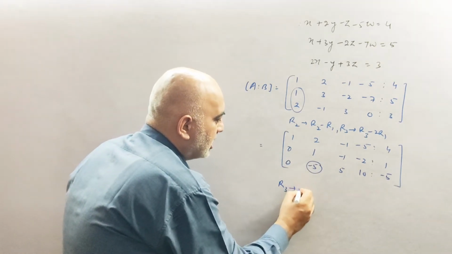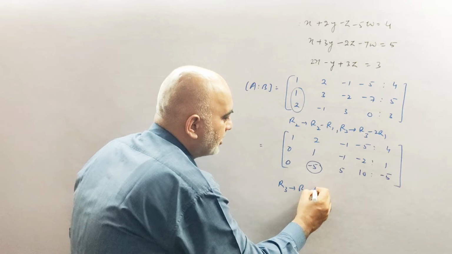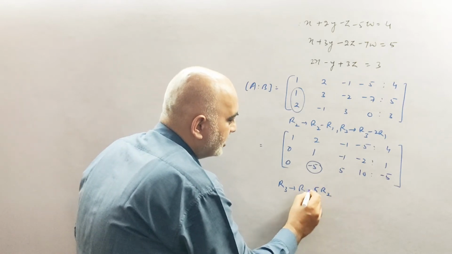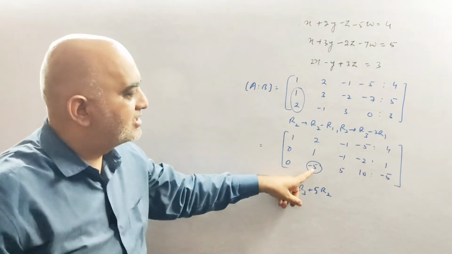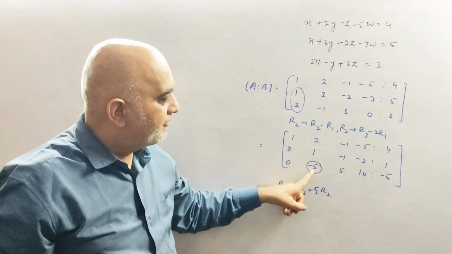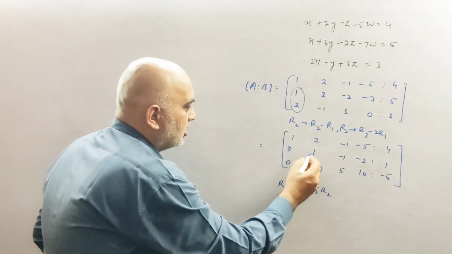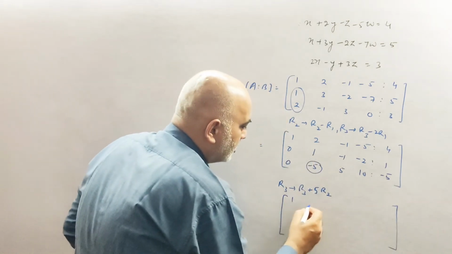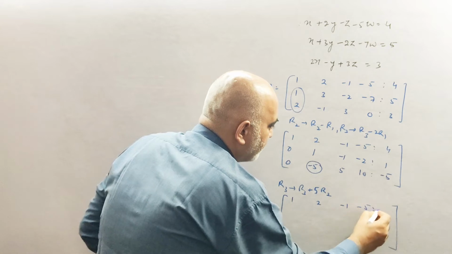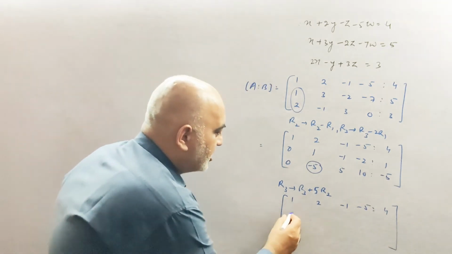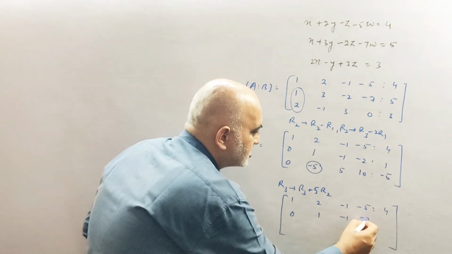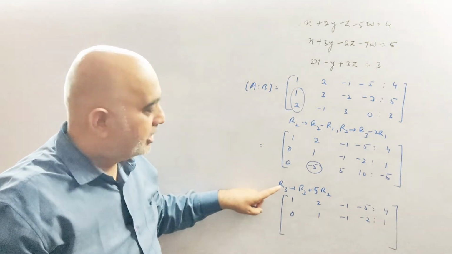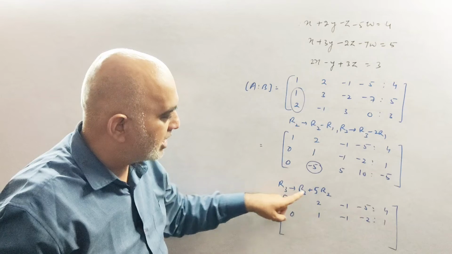Meaning we have to use R3 changes into R3 minus 5 times of R2. Not minus, it is plus, because -5 is there. So whenever we add 5 into -5, that becomes 0. With the help of this, we can make it 0. So we are taking this one. 1, 2, -1, -5, 4 as it is. And the second row is also as it is, because we are not applying any operations on R2. Here we are just applying the operations on R3.